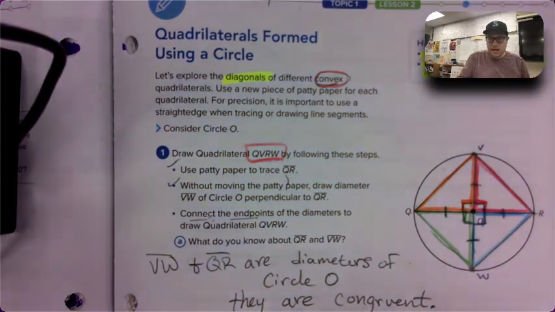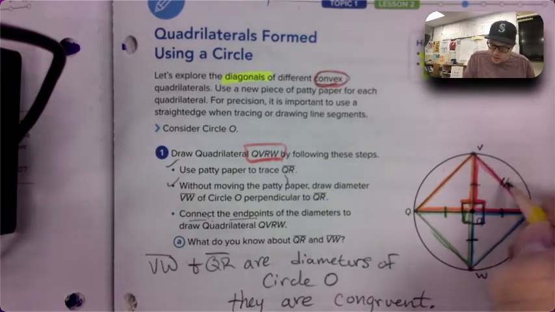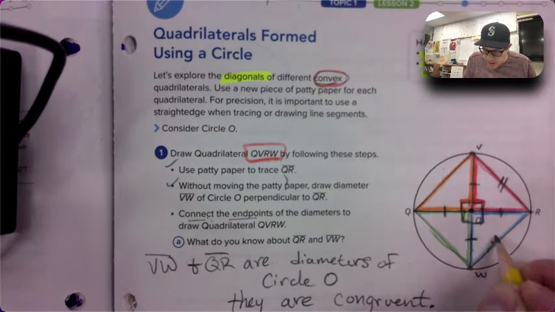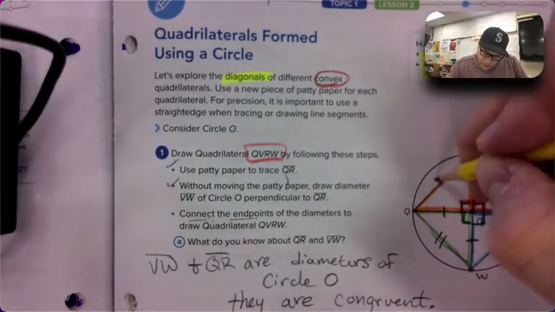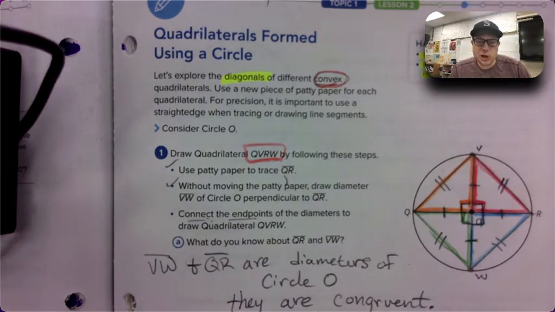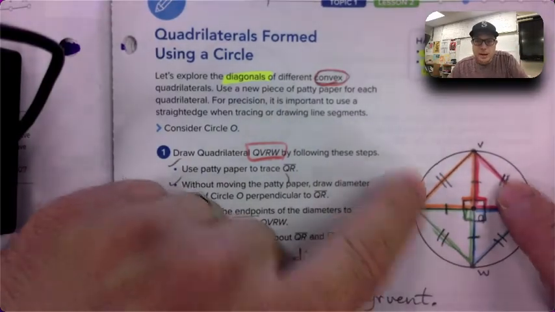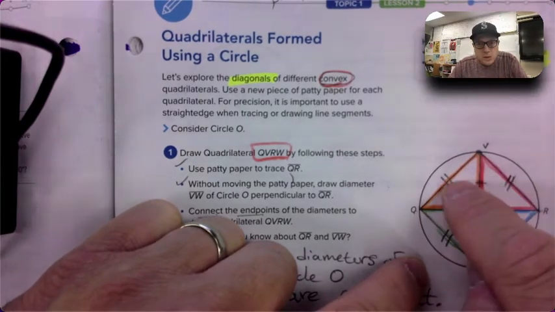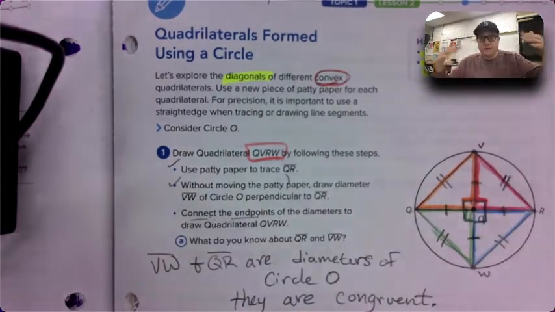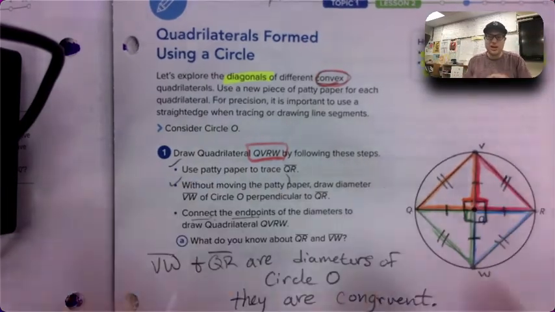That means that RV gets 2 spikes, maybe with a pencil, and RW gets 2 spikes, and QW gets 2 spikes, and QV gets 2 spikes. Has to be 2 spikes because we've already used a 1-spike line. But they're all the same distance. Because if this triangle is the same as this one, is the same as this one, is the same as this one, then all of the outside sides, 2 spike, 2 spike, 2 spike, 2 spike, they're all the same.